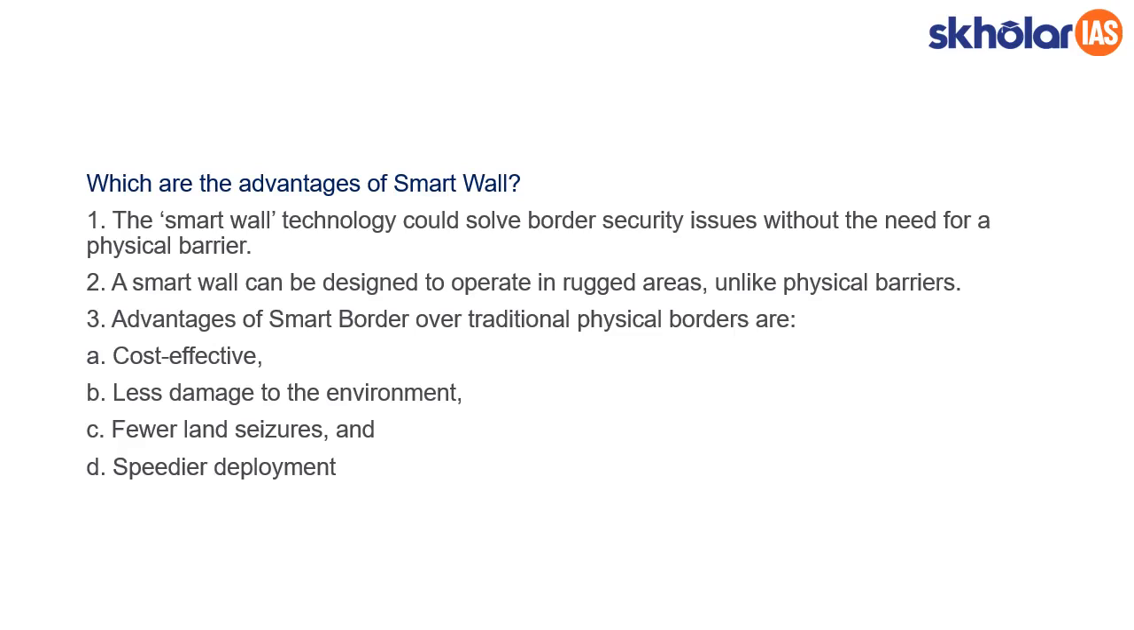And third is that the advantages of smart walls over traditional physical borders are that they are pretty cost effective, they are not damaging to the environment, they need far less land, and they can be deployed at a much faster rate. So these are the four key advantages over the traditional physical border.